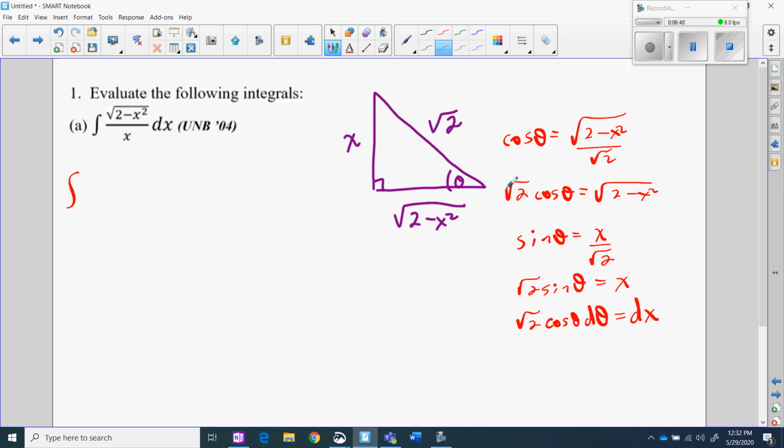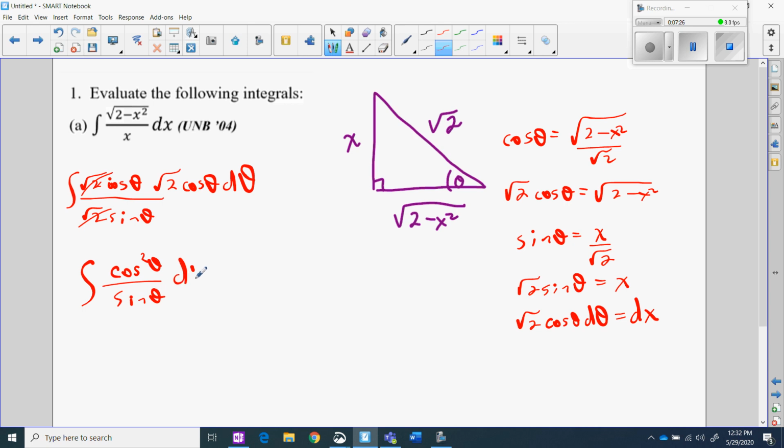The numerator, we are going to put in there root 2 cosine theta in this place. The denominator, which is x. X is root 2 sine theta. And dx is root 2 cos theta d theta. Now at this point you'll want to tidy this up, so I'm just going to divide, these are factors, I'm going to divide those out, and I'm left with cos theta times cos theta, so I've got cos squared theta over sine of theta d theta.